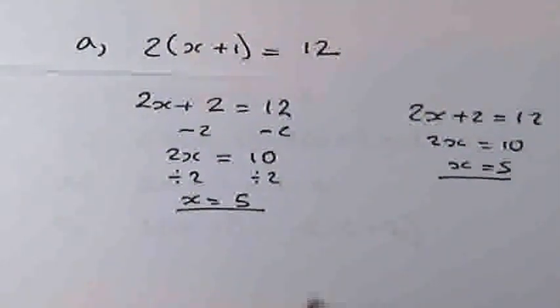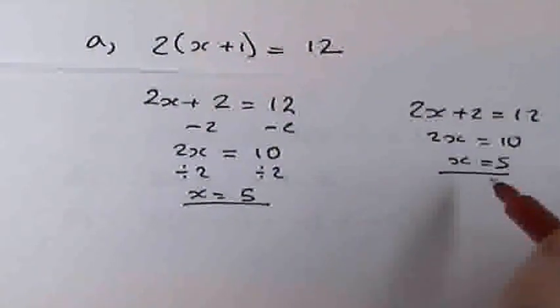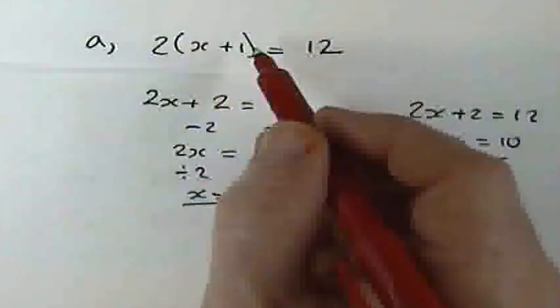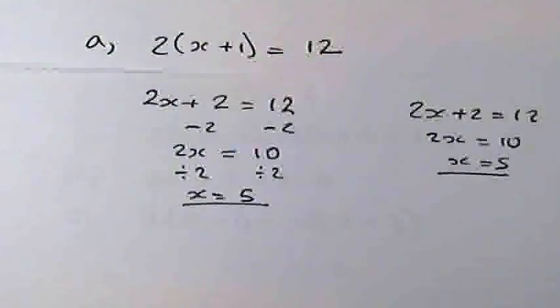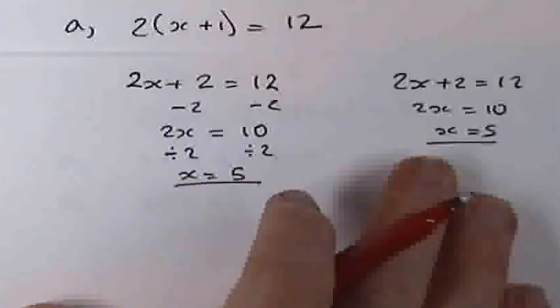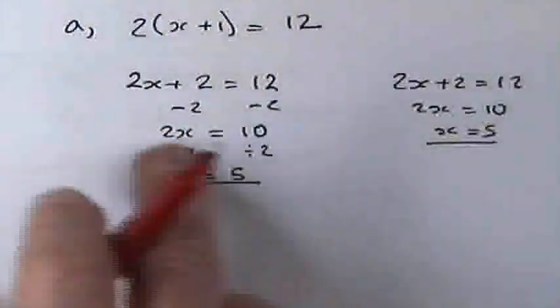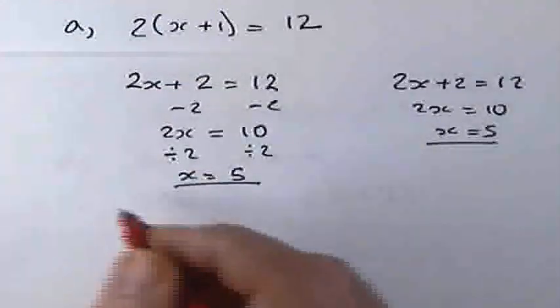But I don't want you to just go straight to the answer. Even though I know you can see that 5 plus 1 is 6 and 2 6s are 12, I do want you to show your workings at this stage. But you don't have to put all these what-are-you-doing notes, so I'm putting that in there so that you understand.